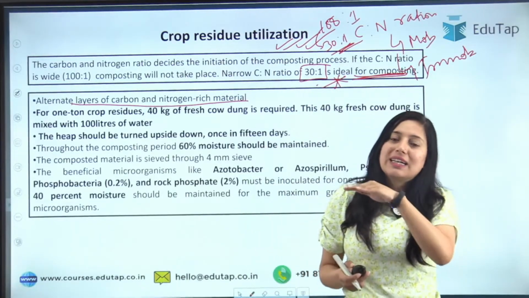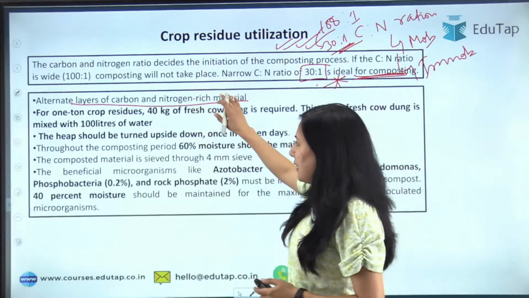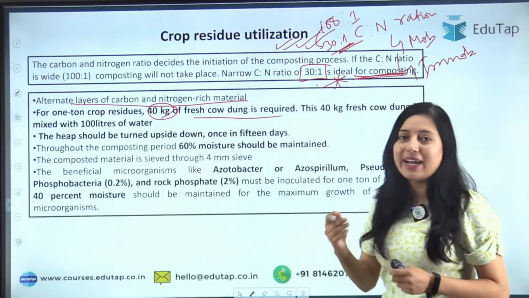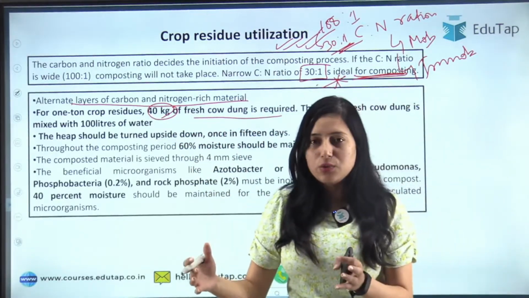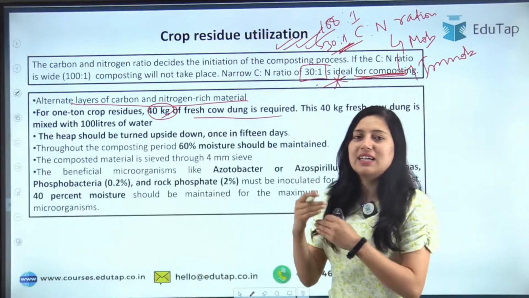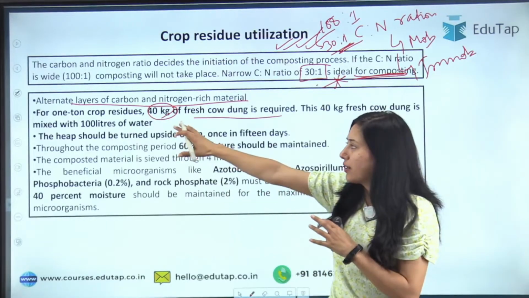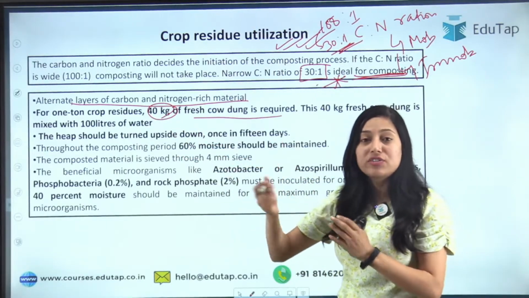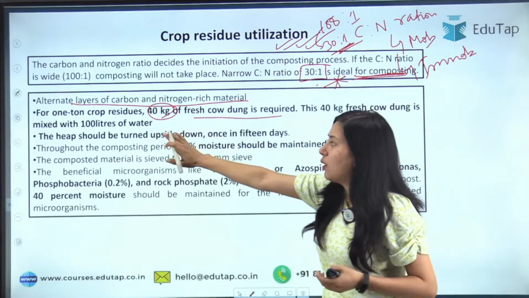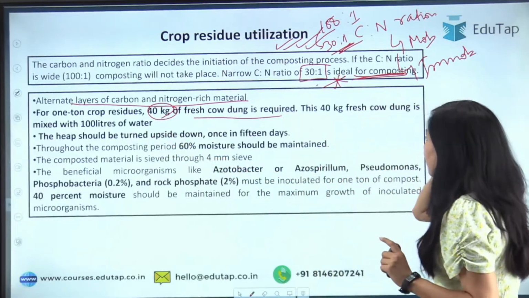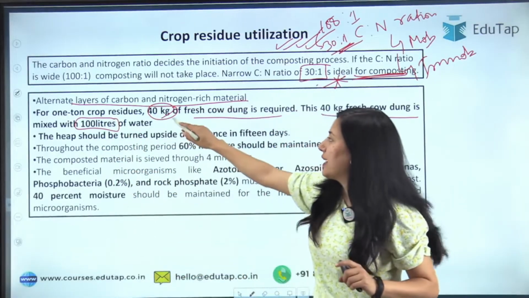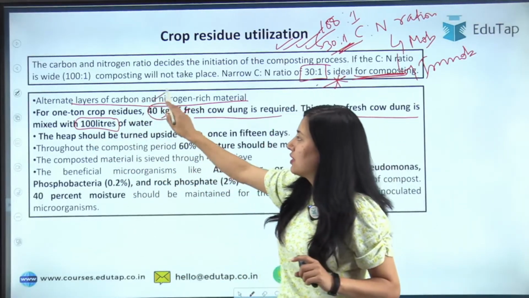So we are making alternate layers of these materials, and for 1 ton of crop residue 40 kg of fresh cow dung is required, and we are adding fresh cow dung to this residue. So for compost making we are adding these alternate layers of carbon rich and nitrogen rich organic matter, as well as 40 kg fresh cow dung for 1 ton of crop residue. Clear? This 40 kg fresh cow dung is mixed with 100 liters of water, and it is mixed with this residue.